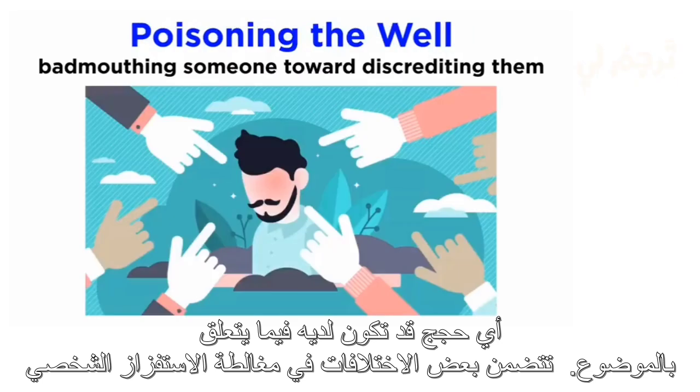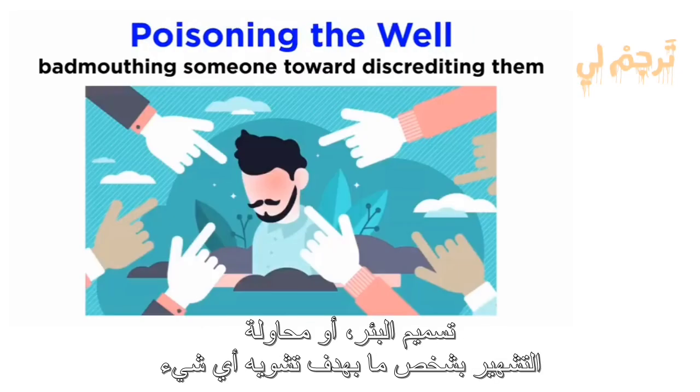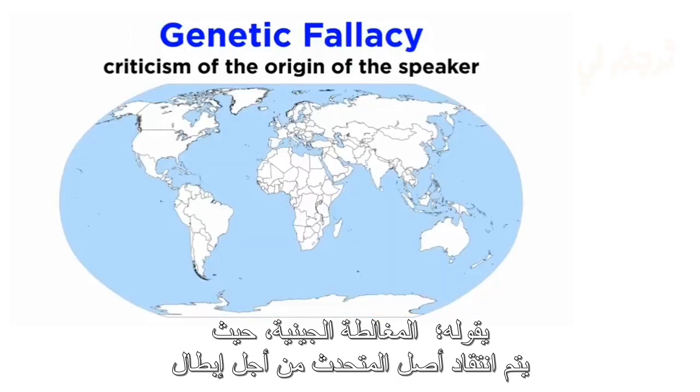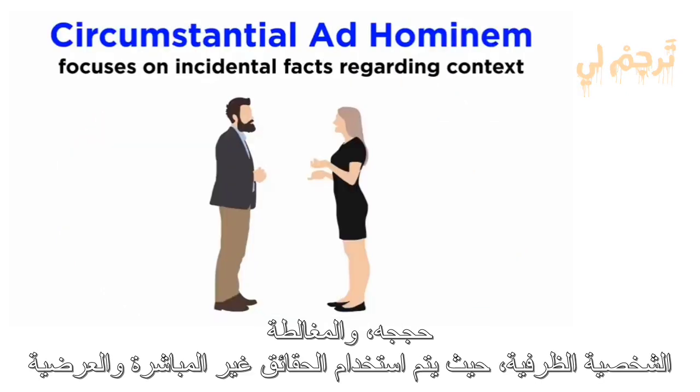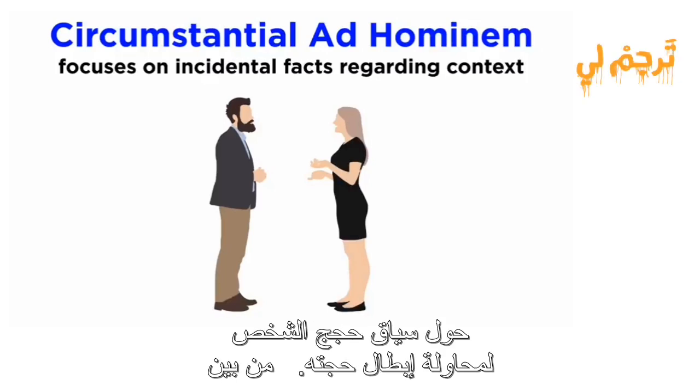A few variations to the ad hominem fallacy involve poisoning the well, or attempting to badmouth someone toward discrediting anything they say. The genetic fallacy, where the origin of the speaker is criticized in order to invalidate their arguments, and the circumstantial ad hominem, where indirect, incidental facts about the context of one's argumentation are used to try and invalidate their argument.